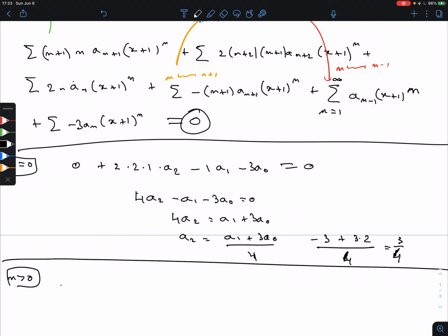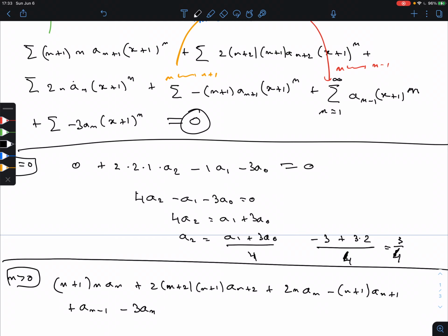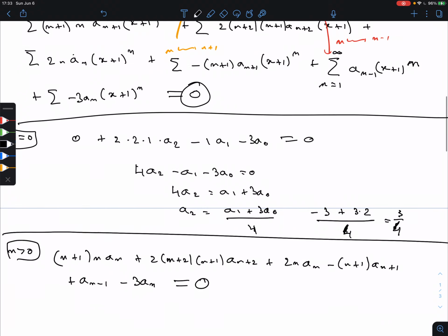So what we find is that, I'm just copying now these coefficients, because they're all shifted by 2: (n plus 2)(n plus 1) a_(n+2), plus 2n a_n, minus (n plus 1) a_(n+1), plus a_(n−1), minus 3a_n. And that always has to be 0.